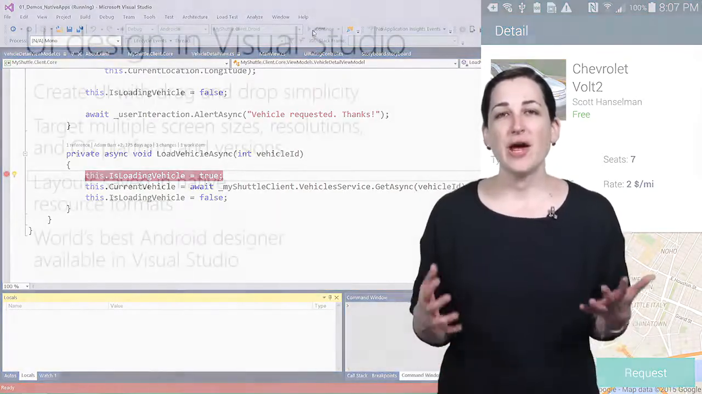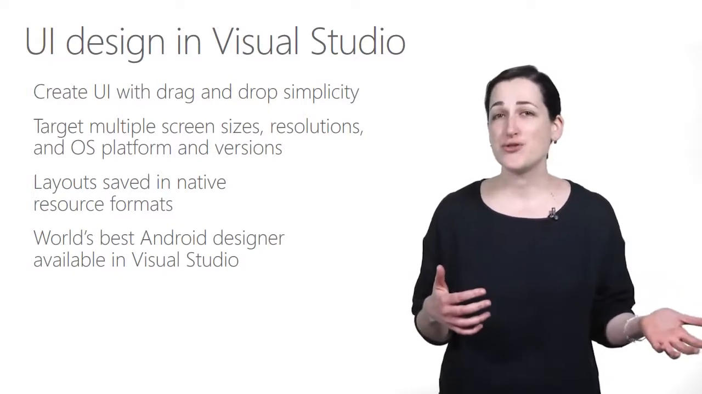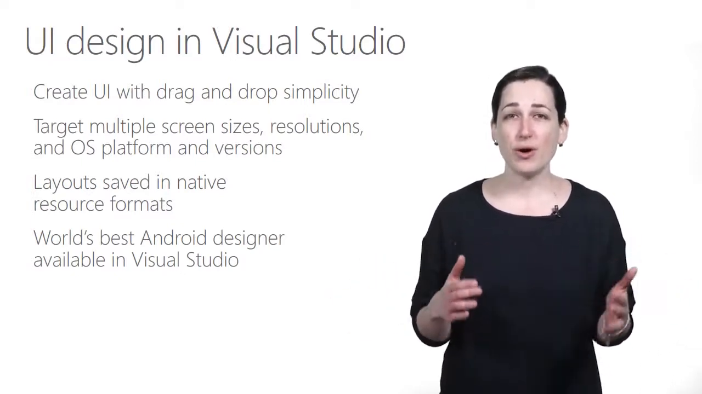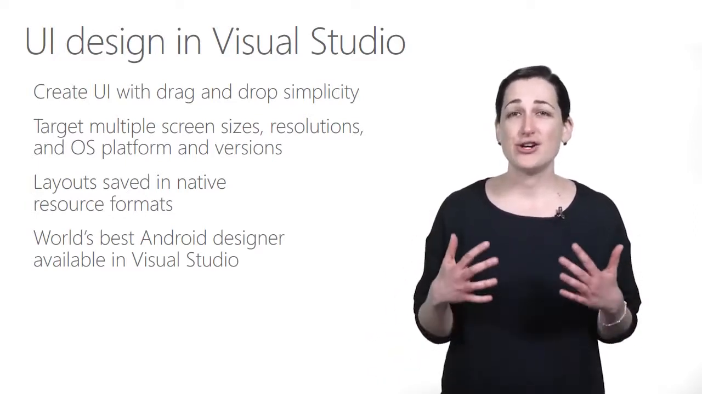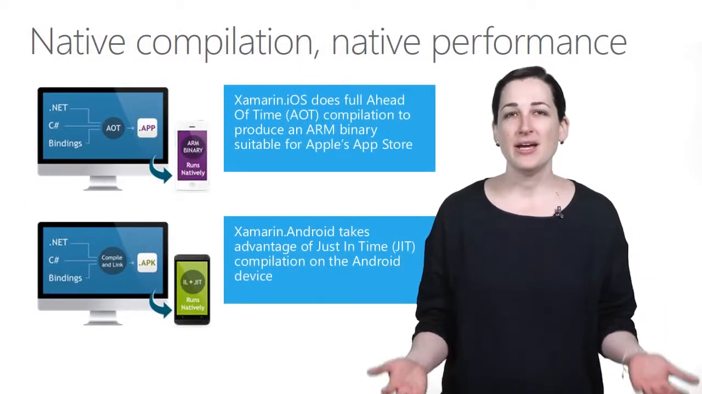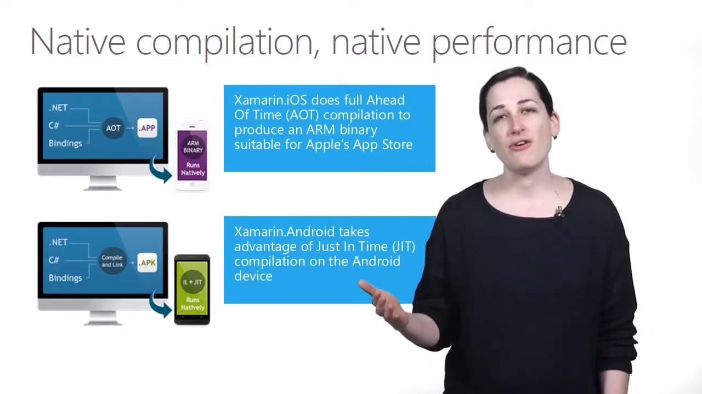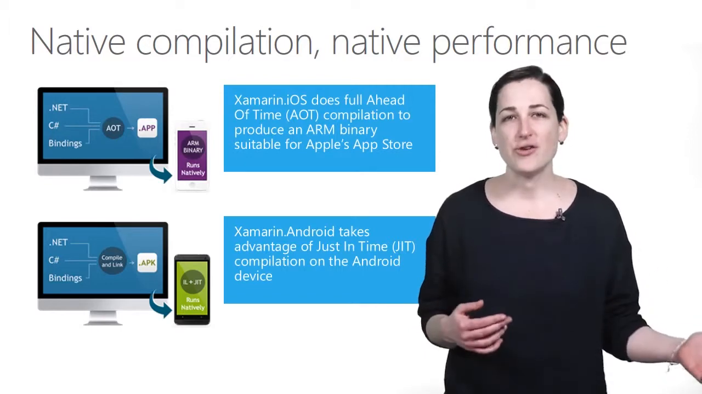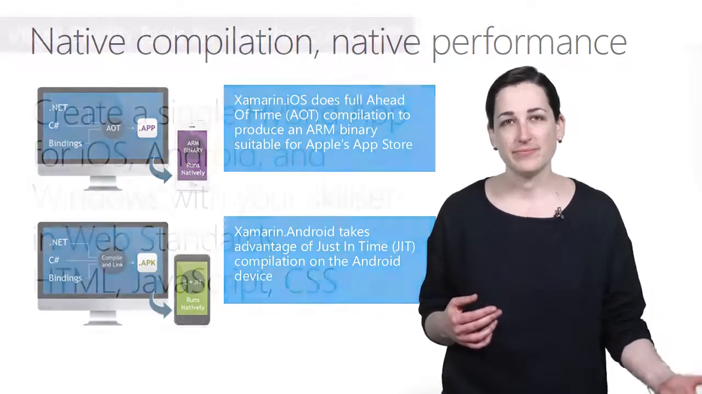With Xamarin, you can create UI with drag and drop simplicity, target multiple screen sizes, resolutions, and OS platform versions. You have the world's best Android designer available in Visual Studio, and the layouts are saved in native resource formats. When you build with Xamarin, you don't have to compromise on performance. On iOS, Xamarin performs full ahead-of-time compilation to produce an ARM binary. On Android, it takes advantage of the just-in-time compilation on the Android device.